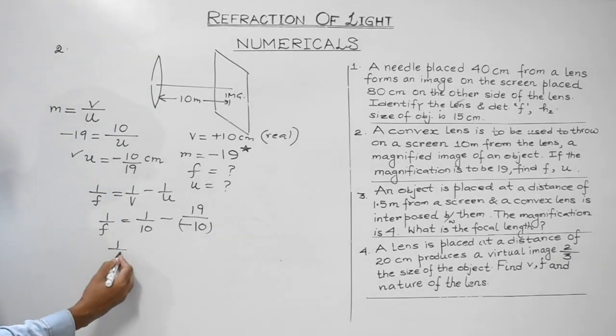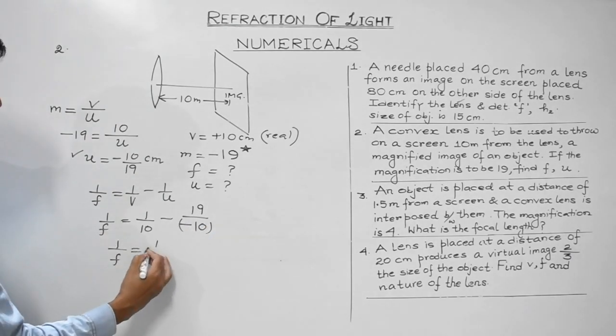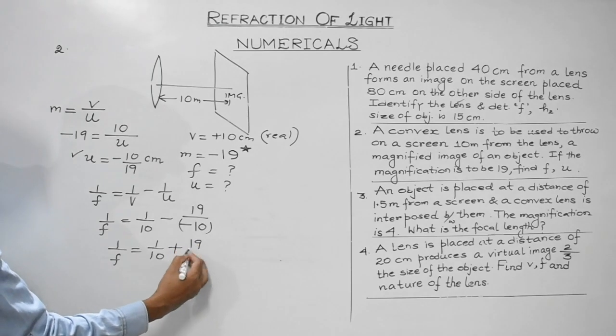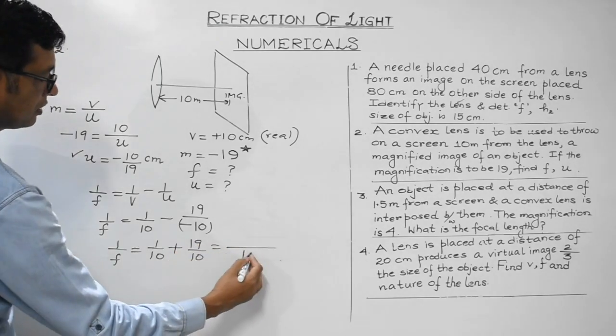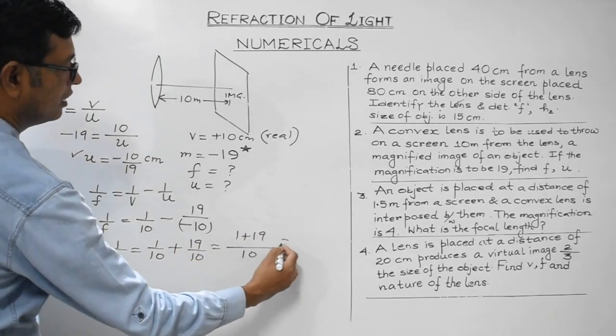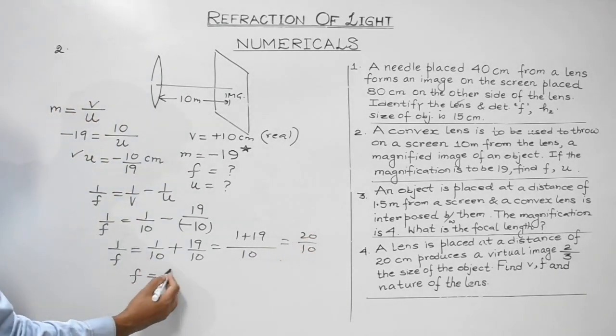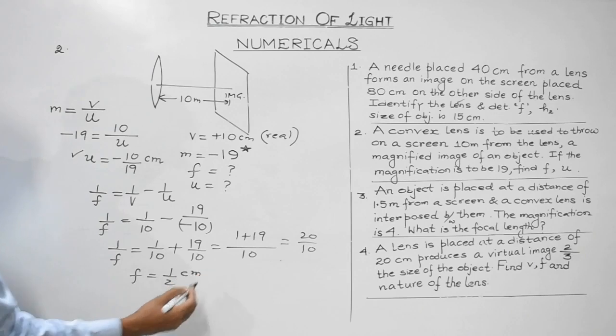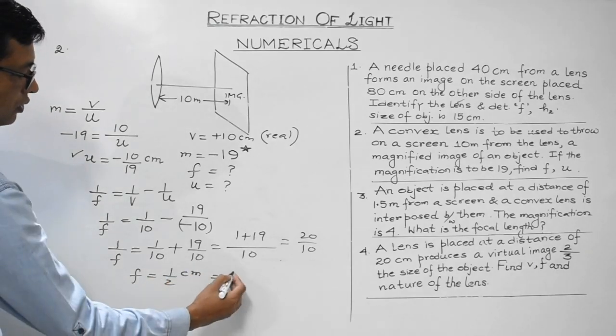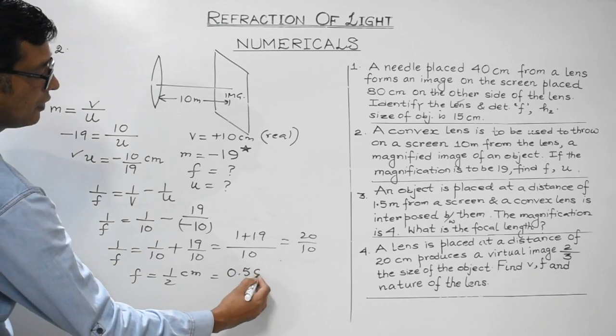So what we will do is 1 by 10 plus 19 by 10. So that will give us 1 plus 19 by 10, so it will be 20 by 10. So f is equal to half centimeter. Clear? Or it is equal to 0.5 centimeter.